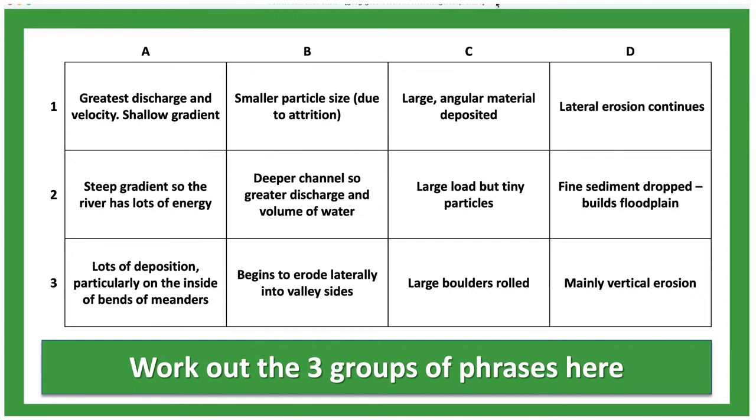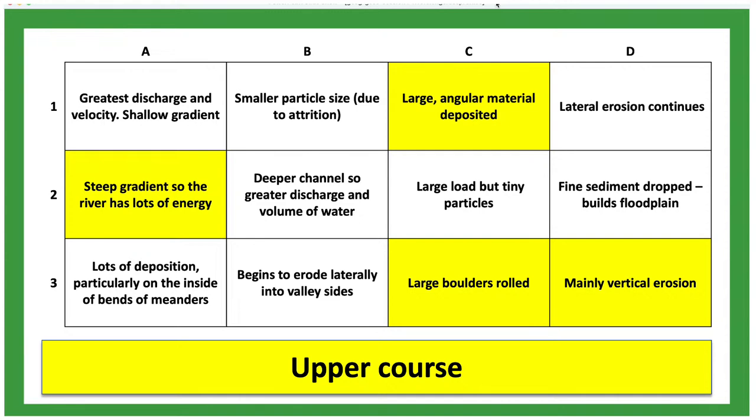Excellent. So can we have the correct answers up? Thank you very much. So we've got large boulders rolled, mainly vertical erosion, large angular material deposited, and steep gradients, so the river has lots of energy. Excellent. So we're now looking for the middle course features. Well done, Kian. They were all correct for the upper course. So we're now looking for the middle course features. What do you think? Again, we're doing the same thing. We're putting those letters and numbers into that chat window.